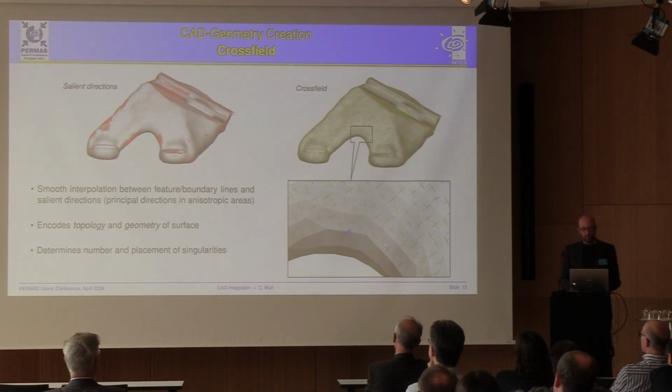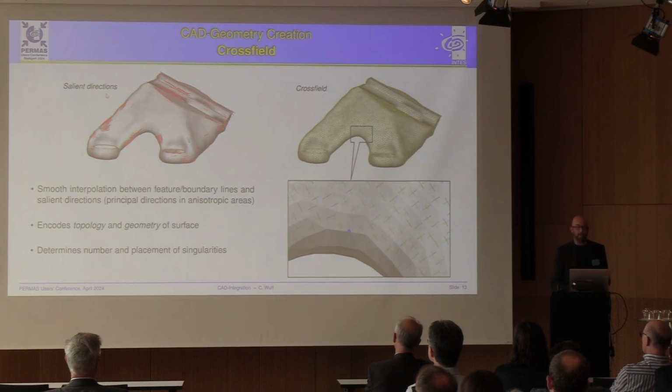The cross-field generation, what we're doing, at the end, is a smooth interpolation between feature and boundary lines and what we call salient directions. This means these are principal directions in highly anisotropic areas, as you can, for example, see here.